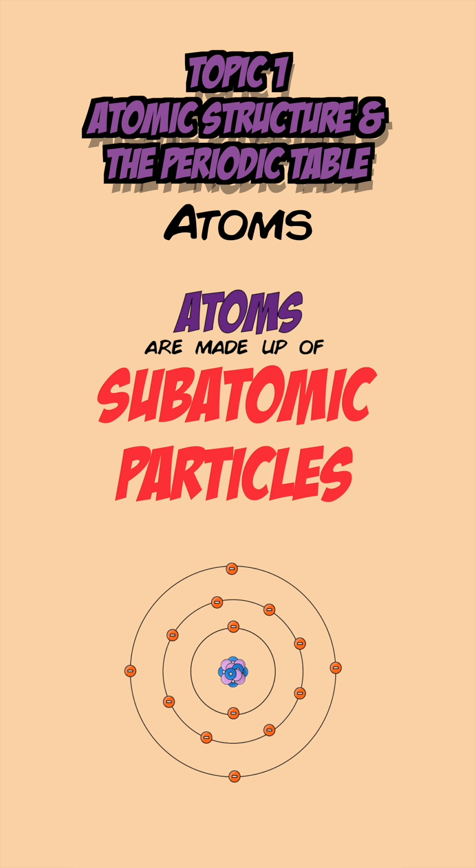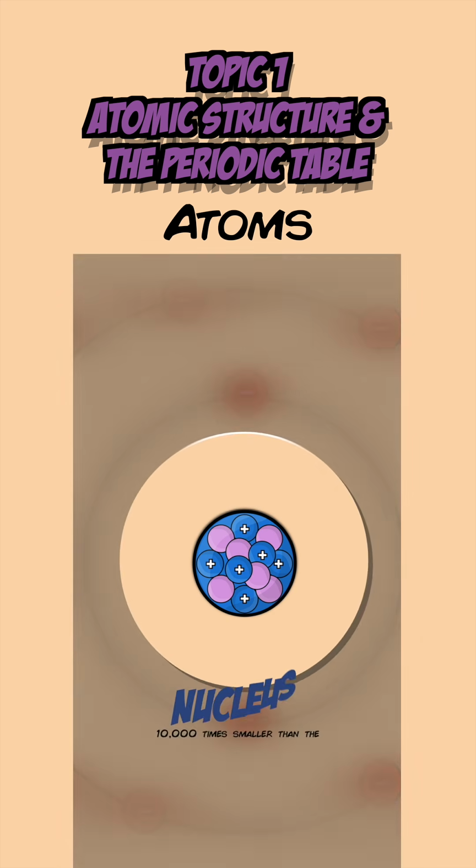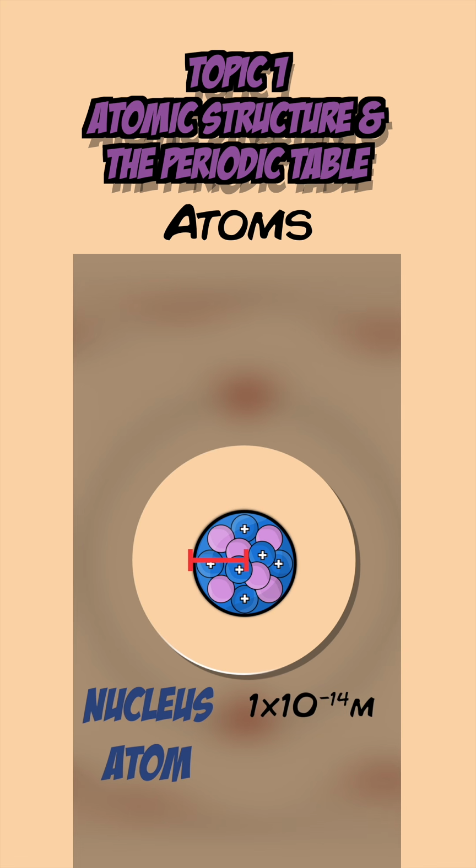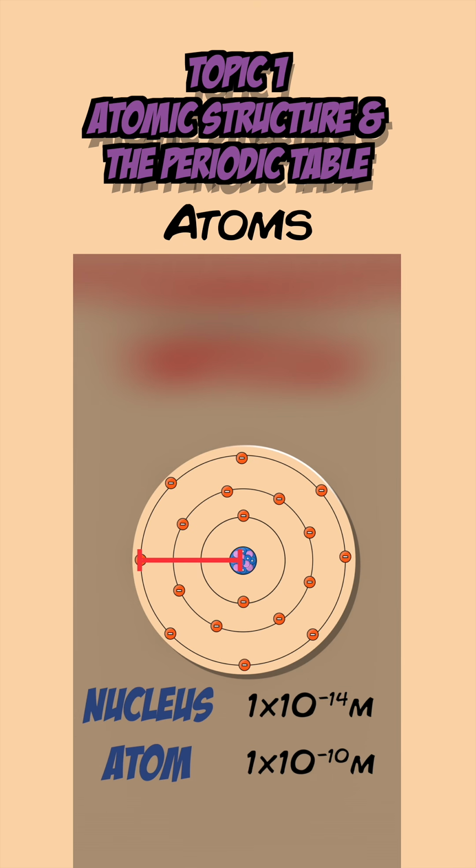The nucleus holds nearly all of the mass of an atom, but is about 10,000 times smaller than the total size of it. Its radius is around 1 times 10 to the minus 14 meters, whereas for an atom it's around 1 times 10 to the minus 10.